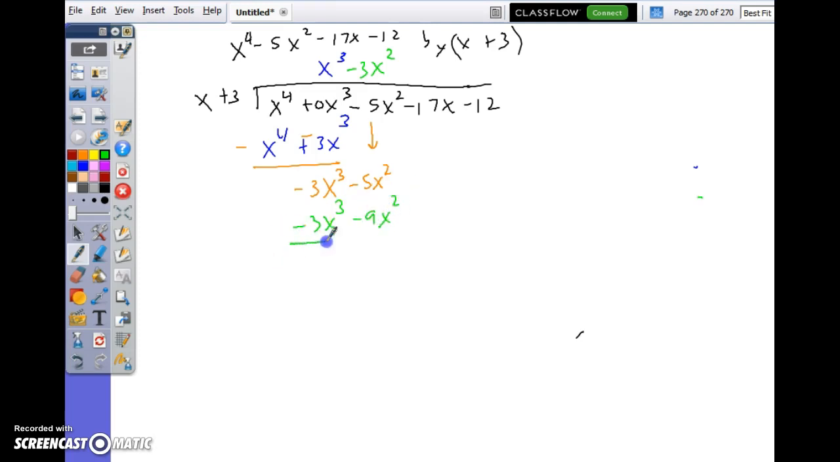Now, before I do anything, what am I going to do? Change the signs before I forget. I'm subtracting a negative number. That means add. That's why I change the signs right away. Don't think about it. Just do it. Do yourself a favor. This goes to zero. Negative 5x squared plus 9x squared is 4x squared. Bring down the next number.